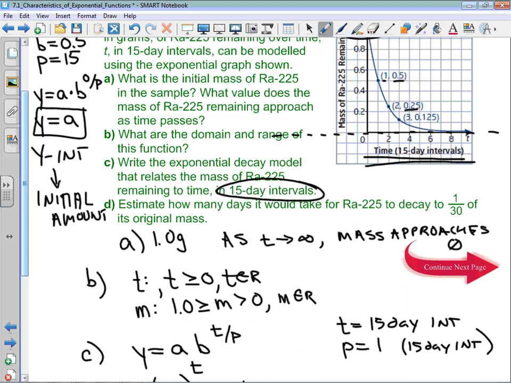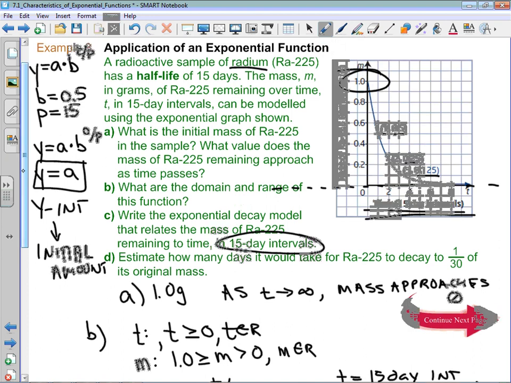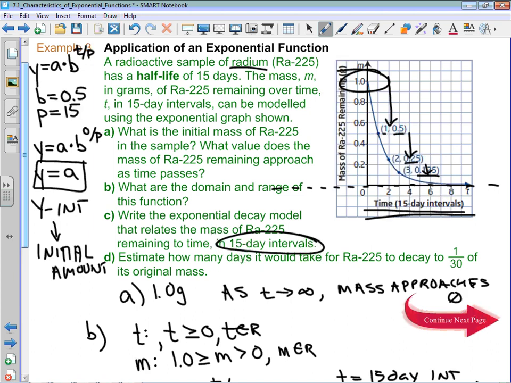So every 15-day interval that passes, the radium-225 is decaying to half of its mass. Now, it's not half of 1 every time, it's half of the previous amount. So when I start at 1, I lose half of that to get to 0.5, half of that to get to 0.25, half of that to get to 0.125, and that's why it never hits 0. If you have your calculator, and don't spend a lot of time on this, take a number like 1, divide it by 2, then divide it by 2 again, and again, and again, and you will never get 0. That is the concept of that horizontal asymptote, that dividing by a number never gets us 0. That's just not how division works.